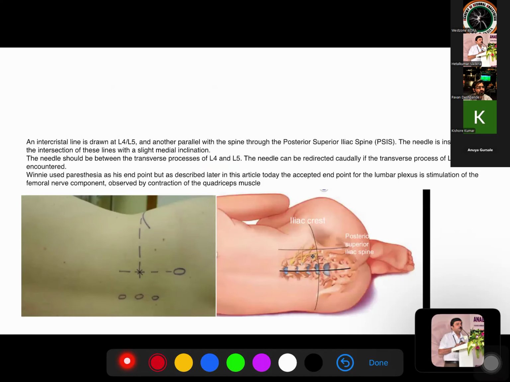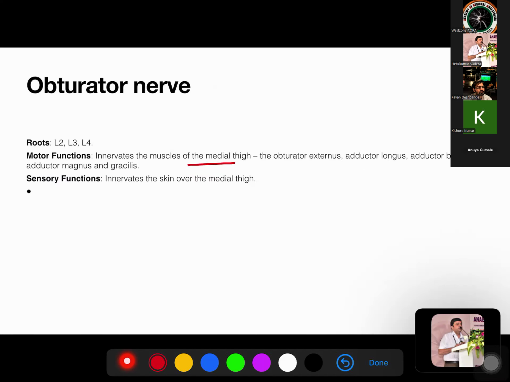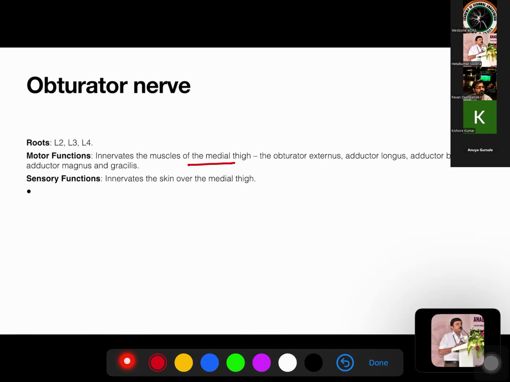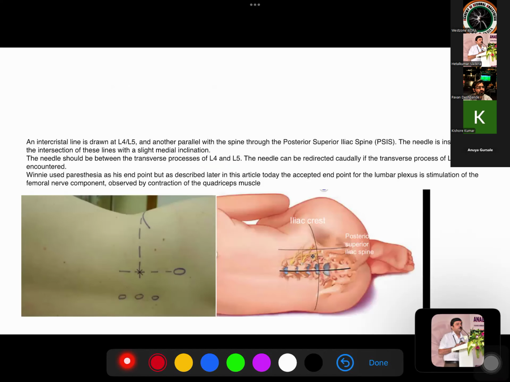I am going to explain the PNS approaches, and then Pavan will explain the ultrasound images, sonoanatomy and approaches. Coming to approaches for the lumbosacral plexus, there are four approaches: the Winnie approach, the Capdevila approach, the Dekrey approach, and the Chayen approach. First we are going to explain the Winnie approach.